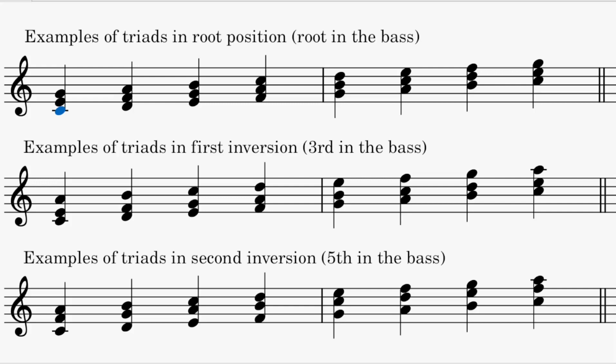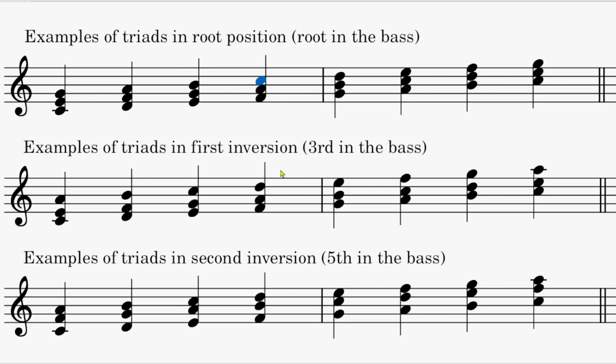Hi, in this video, we are going to learn about the inversions of triads. A triad is made up of 3 notes. The bottom note is called the root, the middle note is called the third, and the top note is called the fifth. When the root is in the bottom, we call it root position. We can recognize it as line, line, line, or space, space, space, etc. So all these are root position.